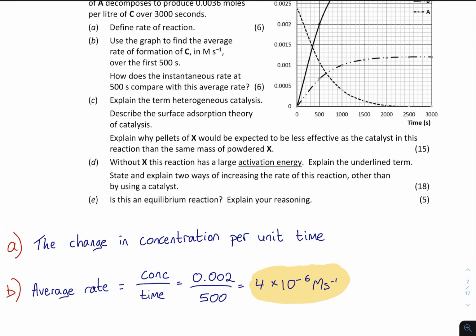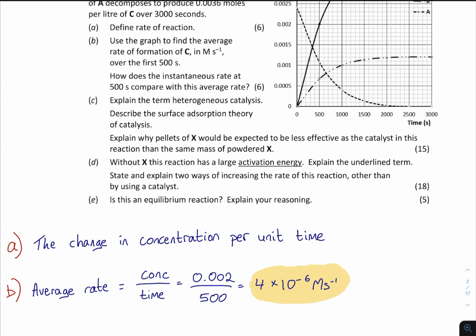Next, explain why pellets of X would be less effective as a catalyst than the same mass of powdered X. So why would the pellets of a catalyst be less effective than the powdered catalyst? Well, that's got to do with size. And when it comes down to size, everything's got to do with surface area. Now, for surface area, you want it to be as large as possible. The larger the surface area is, the faster the rate of reaction. So if it's a powder, it will have a large surface area, whereas if it's pellets, it won't.